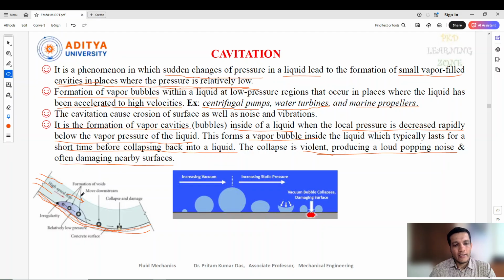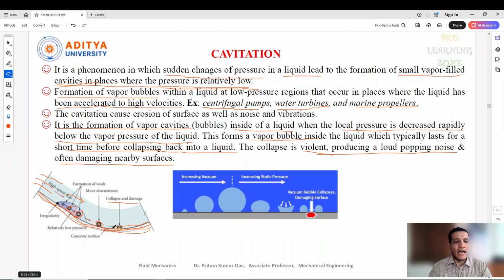So due to that, there is a void formation, and small bubbles form here. These bubbles move to the downward side, and after that they are going to collapse. The pressure inside these bubbles will impact the surface of this pipe. Due to this collapse, the pipe surface is going to be damaged, and that is called cavitation.